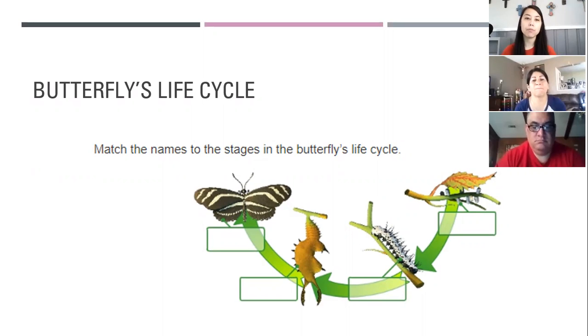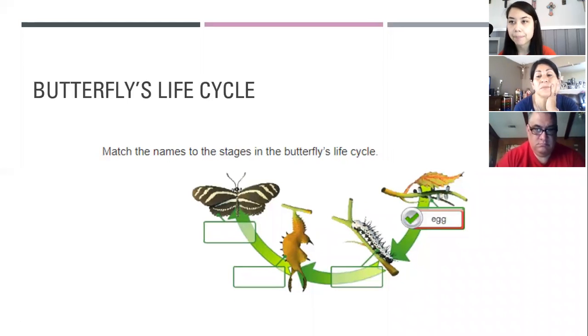Okay, so right now we're going to look at the pictures and figure out what each stage is called. If we're looking at the first stage, it would be where that leaf is. You see this leaf with all of these little bitty dots. Well, these dots are called eggs. Remember from last week, everything that is an animal, whether it is a mammal, a frog, or a butterfly, starts off as an egg. So the butterfly is no different. It starts off as an egg.